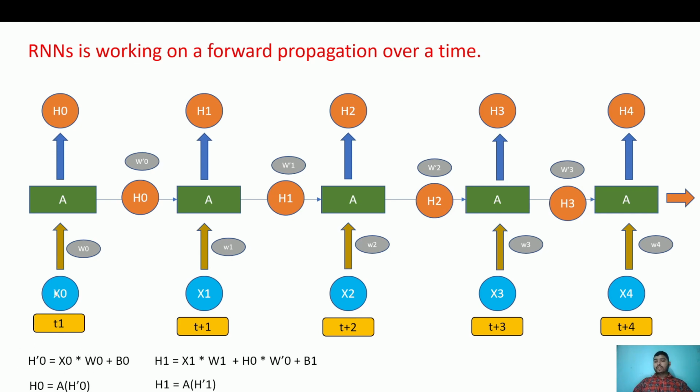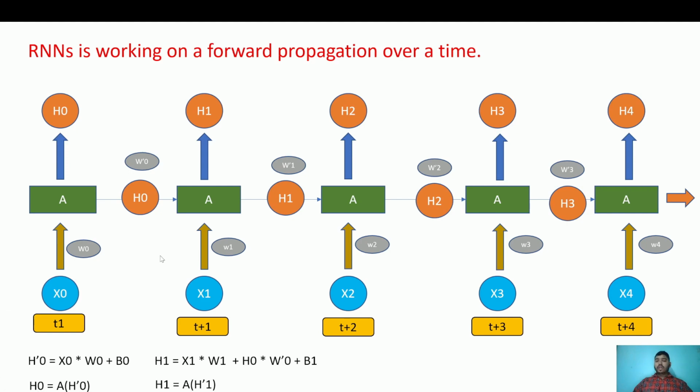Here x0 is the input multiplied by weight w0 plus b0, which means bias, and we got h'0. Finally, we applied the activation function on h'0, and we got h0.